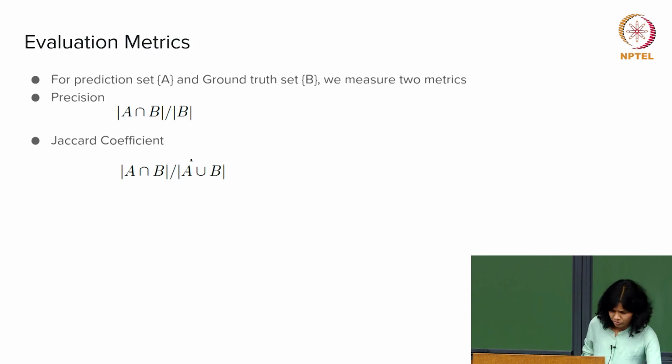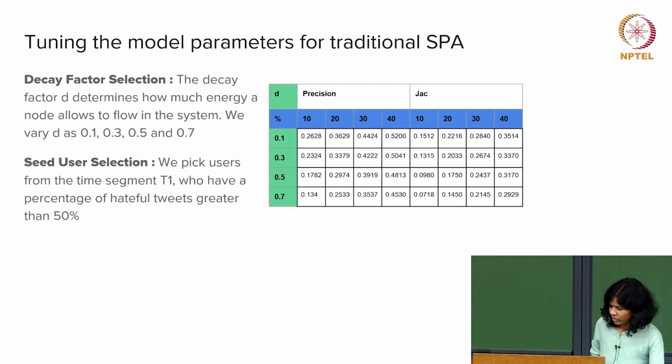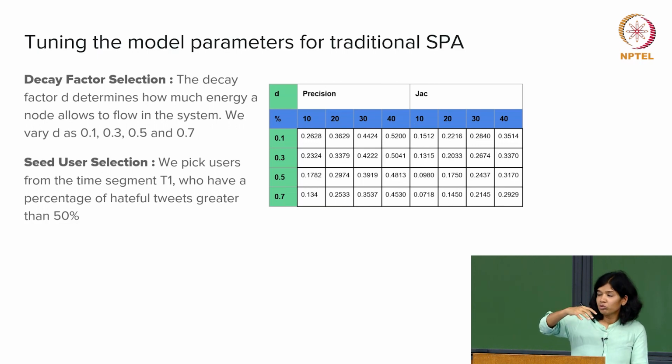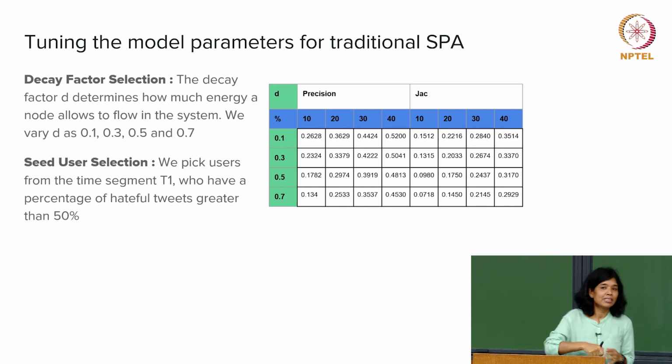So this is what we do. Now you can see that in a SPA model, there is a threshold. So what happens if you vary the threshold? The precision will change, because you are selecting the number of people based on the threshold. The higher the threshold, the fewer people you have; the lower the threshold, the more people.